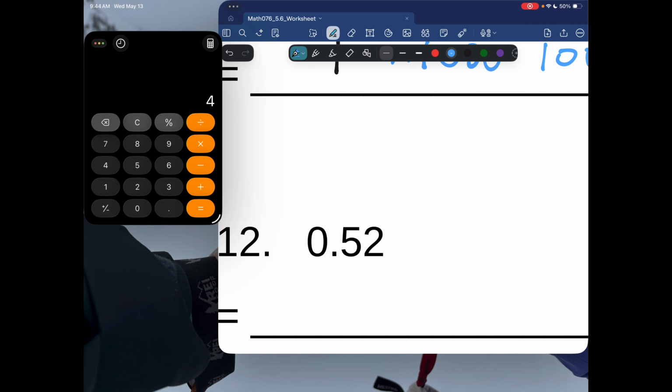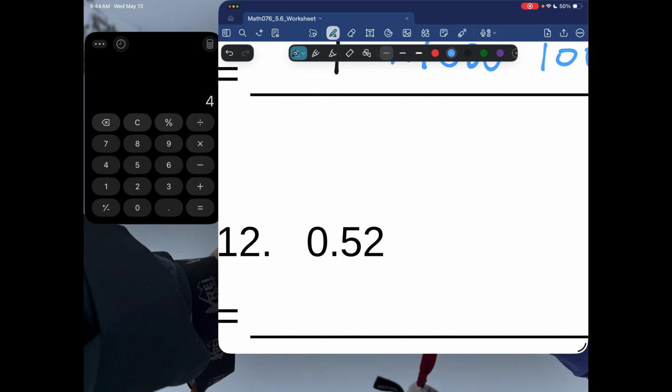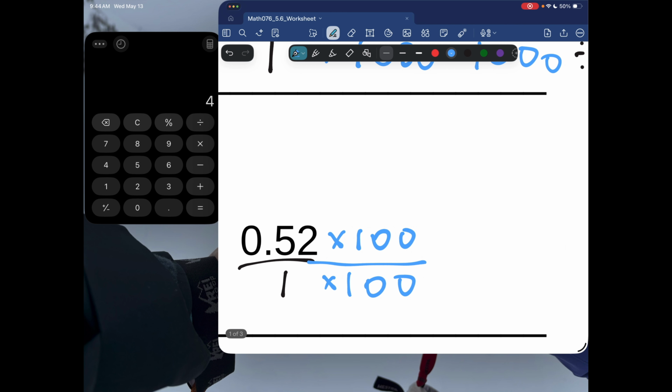Okay. 0.52, step 1. Divide by 1. Put it over 1. Then figure out what our place value is. Our place value is tens, hundreds. So I'm going to multiply numerator and denominator by 100. 0.52 times 100 is 52. 1 times 100 is 100.